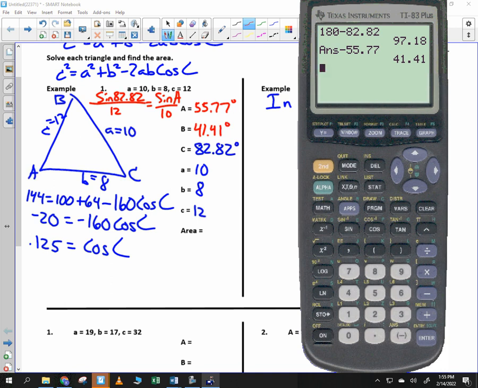Last thing, we now want to find the area. We're going to let Alyssa choose. Alyssa, do you want to use angle A, B, or C? You choose. She wants to use B, and we know that B is 41.41 degrees. Does anybody remember what we type into our calculator to find the area? Oh, we didn't learn this. We didn't have class on Friday. Super easy.